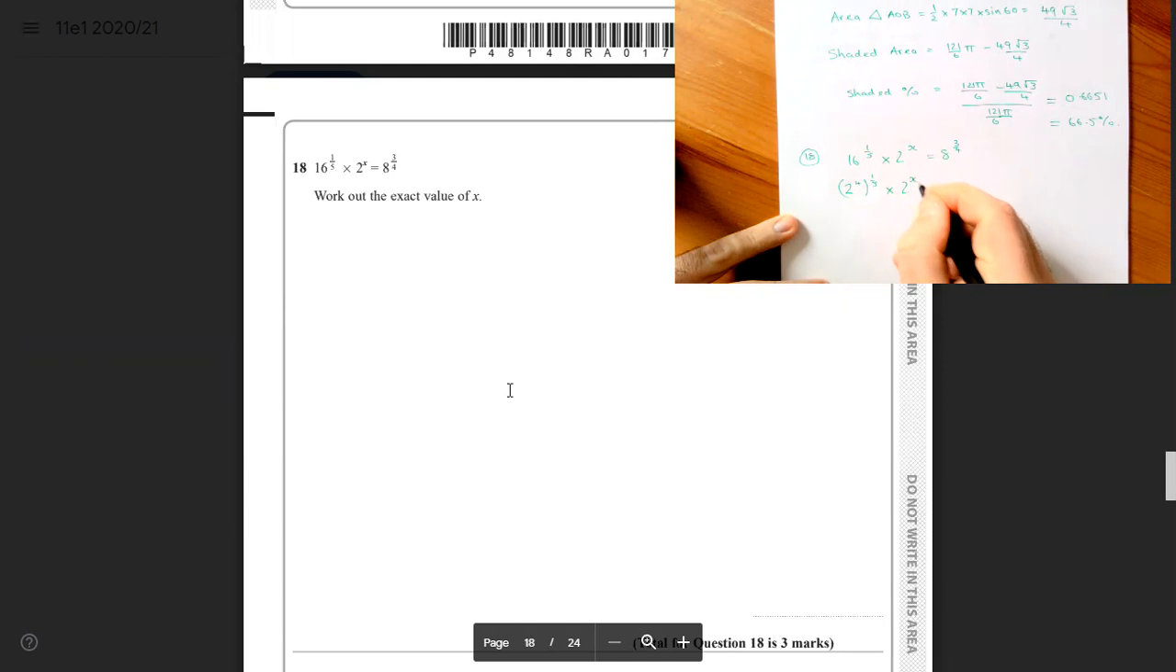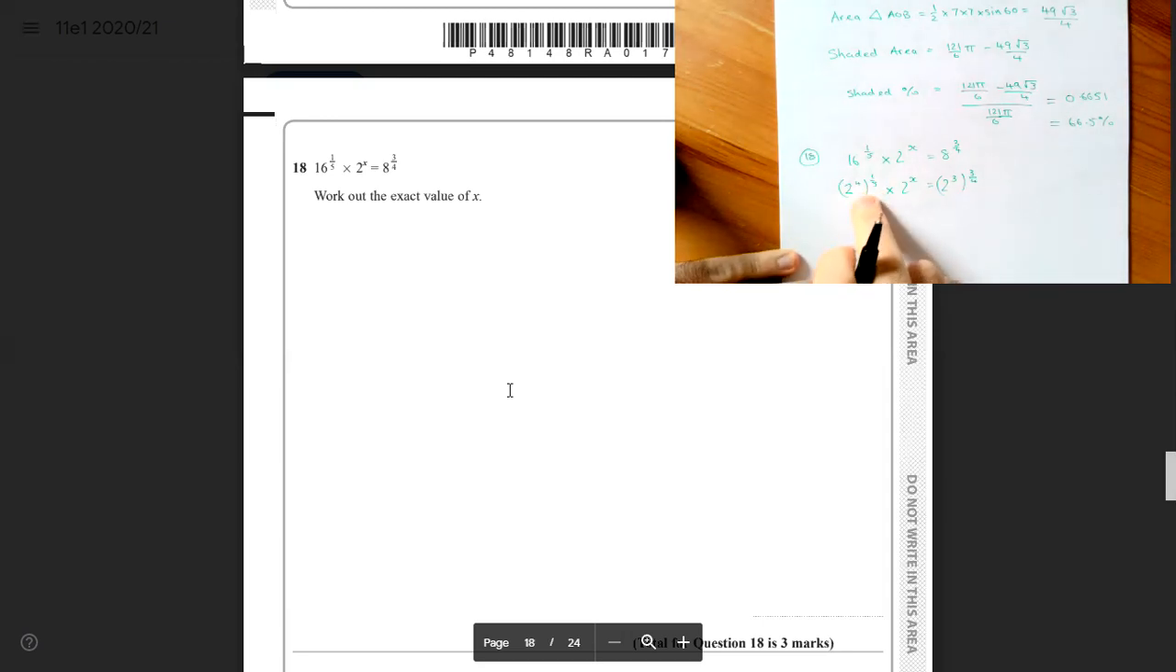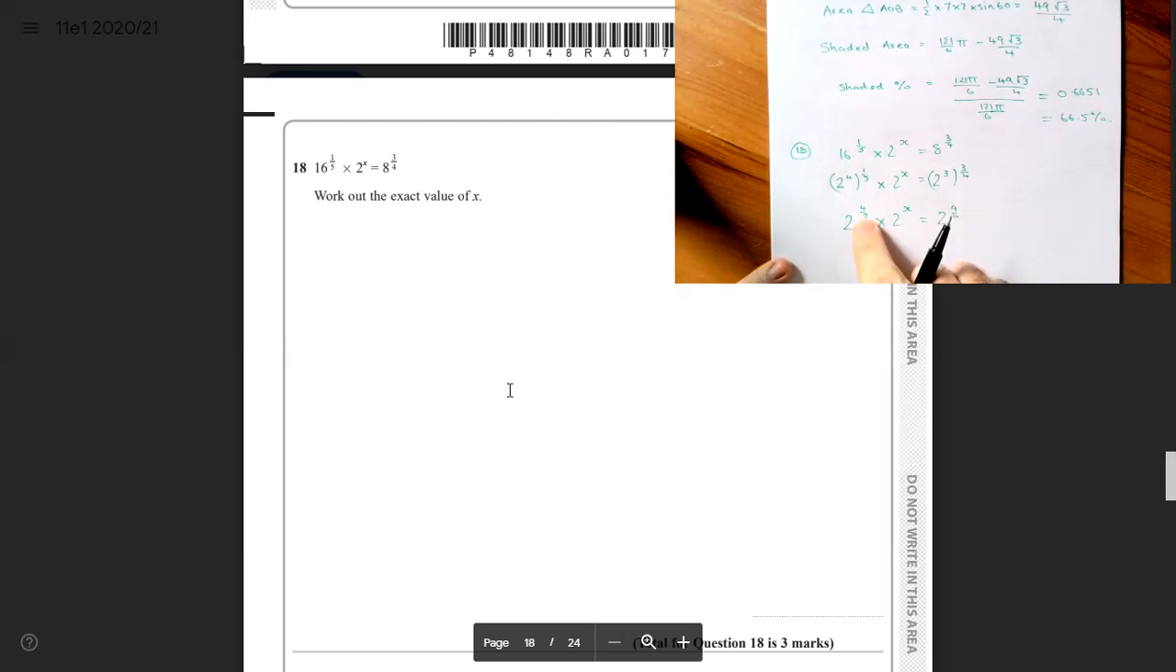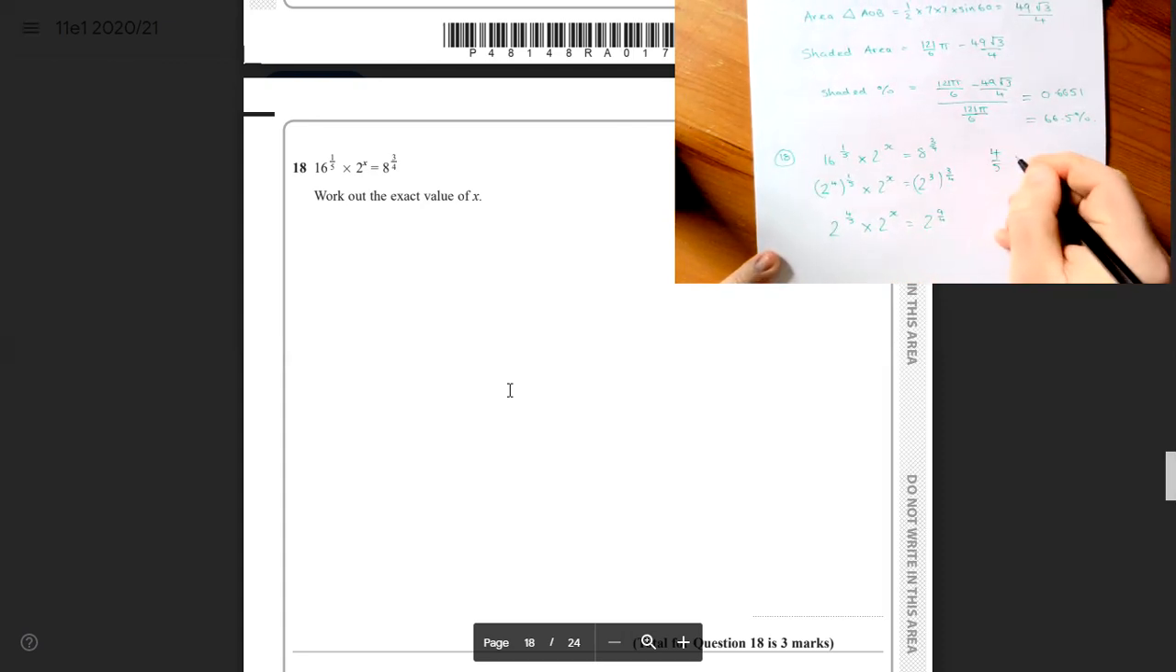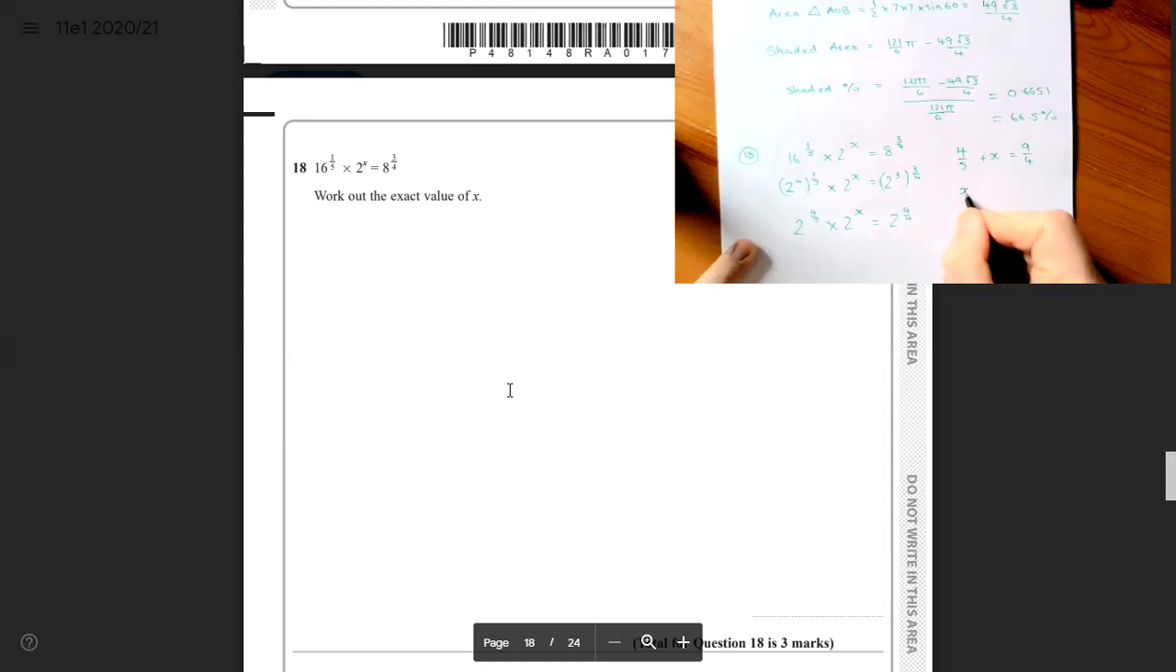Okay, times 2 to the power of x equals, now 8 is 2 cubed, 2 cubed to the power of 3/4. So using my index laws, this is 4/5, so that's 2 to the power of 4/5 times 2 to the power of x equals 2 to the power of 9/4. So now it becomes a fraction question because I'm adding these two powers to give this power. So now it's 4/5 plus x equals 9/4, so x equals 9/4 minus 4/5.